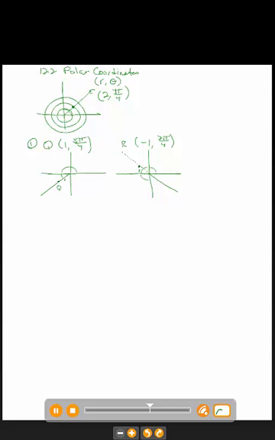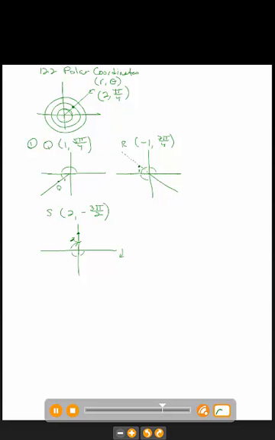When we graph S, they want us to graph 2 comma negative 3 pi over 2. Now, when you graph a negative angle, you have to go clockwise, so you're going to head this way, and 3 pi over 2 is going to be right here, and it's going to have a radius of 2. So the whole length of it is 2.